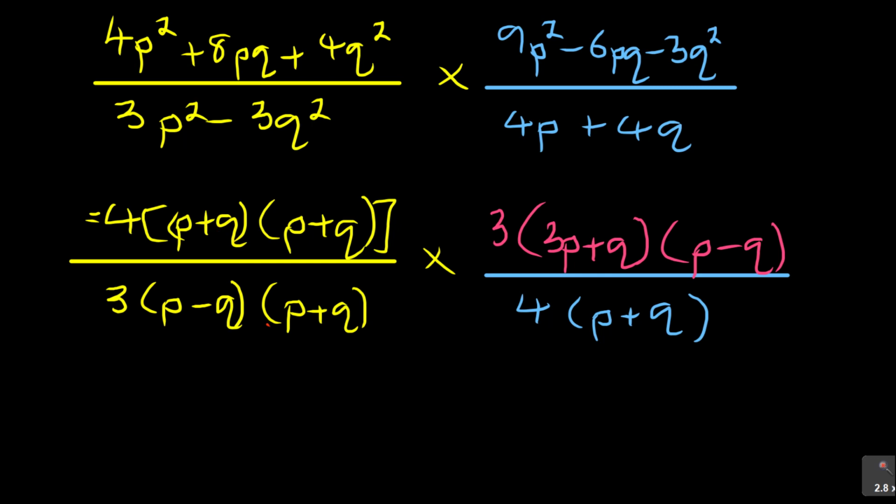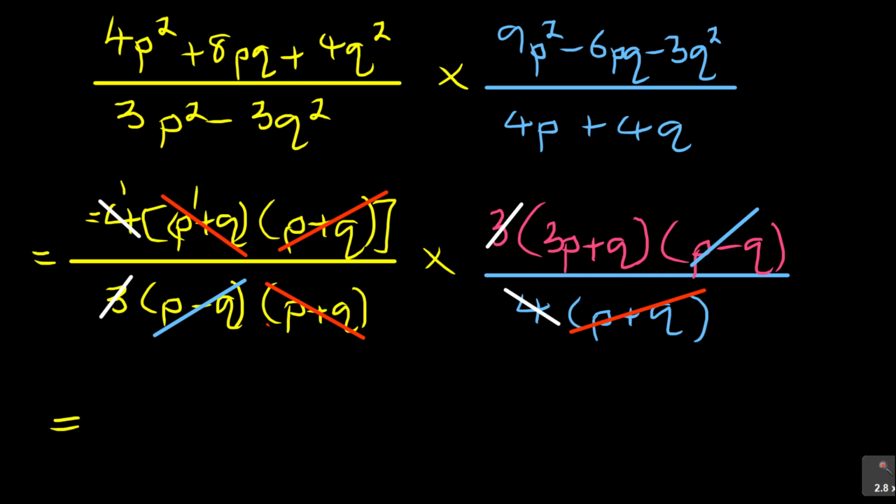So P plus Q is nice to cancel with the straight one. So look, P plus Q, P plus Q, and then P plus Q, P plus Q, and then P minus Q. Let's use this, P minus Q, P minus Q. Okay, anything else? Yes, you are right. 4 and 4, 3 and 3, and then what is left? You can then write what is left.